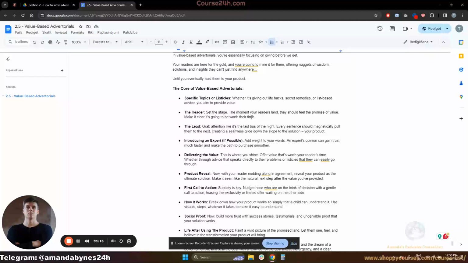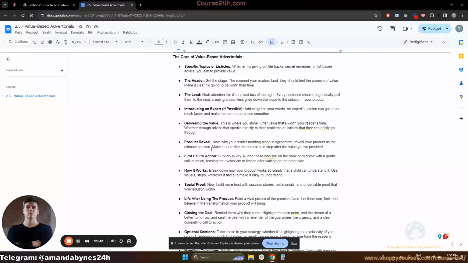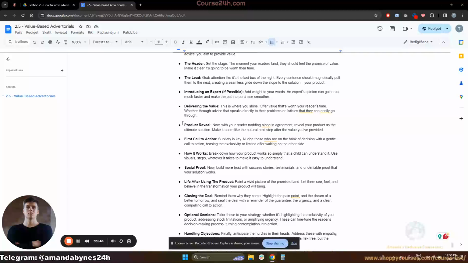The header: set the stage right from the start with the image, with the headline, with the subheadline. The lead as well: grab their attention, like it's the last bus of the night. Every sentence should magnetically pull them to the next, creating a seamless glide down the slope to the solution, your product. Introducing an expert if it's an option for your brand. Then deliver the actual value, the truth, the reason why they came to read the advertorial. Then tie the value back to your product as the ultimate solution.